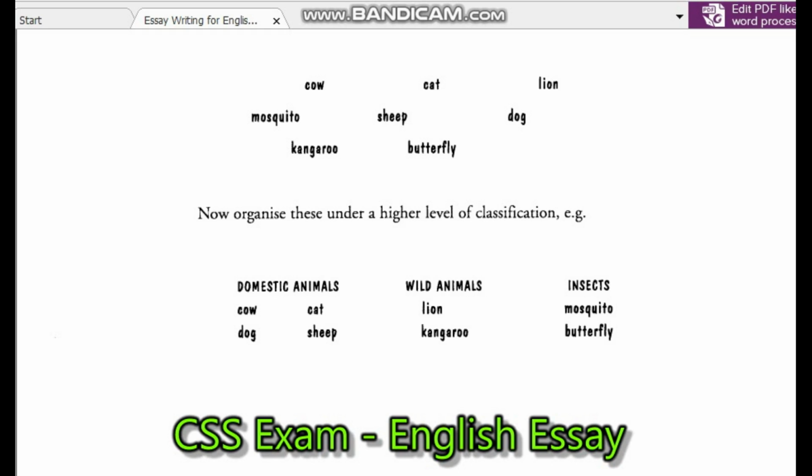Cow, cat, lion, mosquito, sheep, dog, kangaroo, butterfly. Now organize these under a higher level of classification. For example, domestic animals: cow, cat, dog, sheep. Wild animals: lion, kangaroo. Insects: mosquito, butterfly.